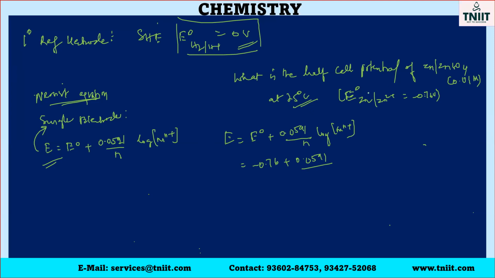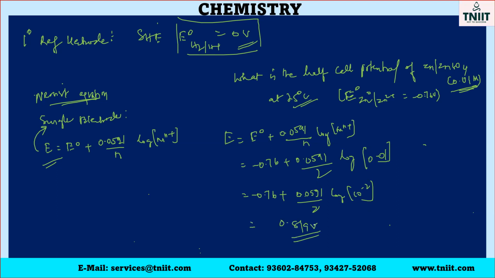It is a zinc electrode. It is Zn to Zn2 plus. So it will be 2 log of Mn plus concentration. That's the metal ion concentration, zinc concentration, which is 0.01. So this can be written as minus 0.76 plus 0.0591 divided by 2 log of 10 to the power minus 2. So on simplification, the value you will get is 0.819 volts.